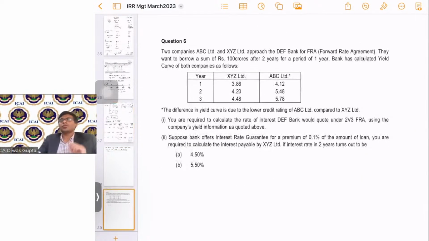Let's come to this question, which is again a very good question. Two companies, ABC Limited and XYZ Limited, approach DEF Bank for a forward rate agreement. They want to borrow a sum of rupees 100 crores after 2 years for a period of 1 year.